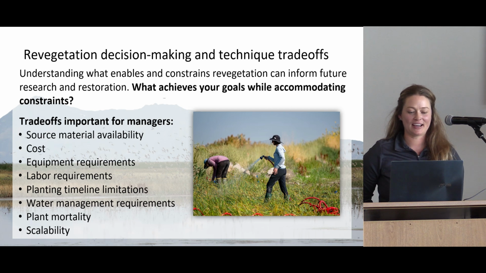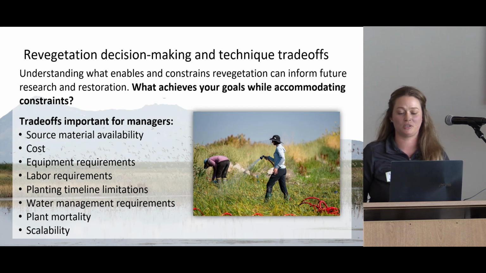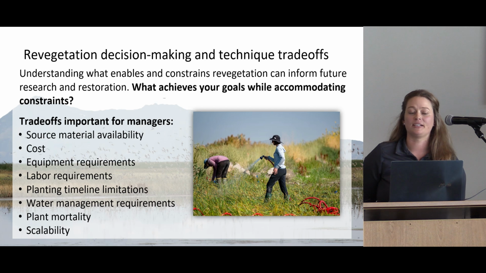Okay, so we just covered the importance of species selection for how to achieve and consider some of your management and restoration goals. And now we're going to talk about the trade-offs for the different techniques that you can use to restore these different species. And part of my research is taking a look at how these different decisions are being made, and understanding what enables and constrains these decisions can inform our future research and also inform restoration.